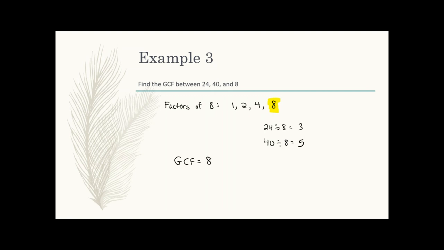So that's an alternate method: instead of writing down all of the factors, just start with the smallest one and then check those. It kind of saves you some time there.